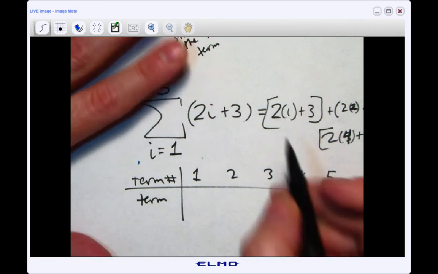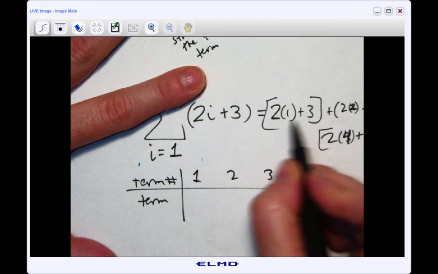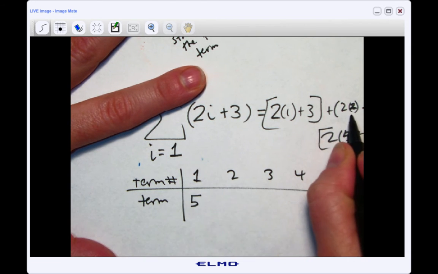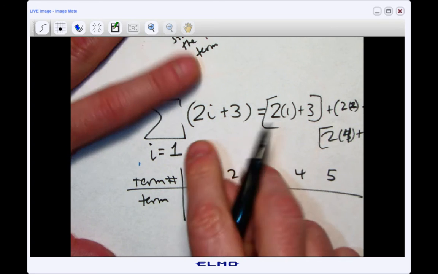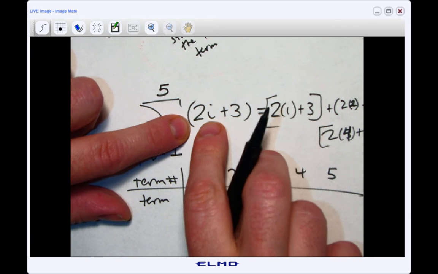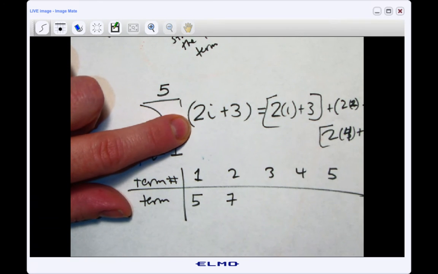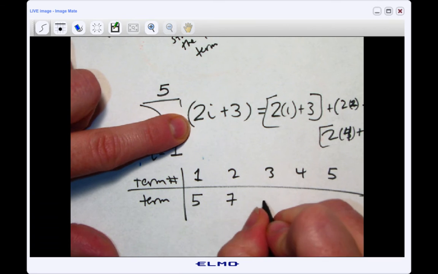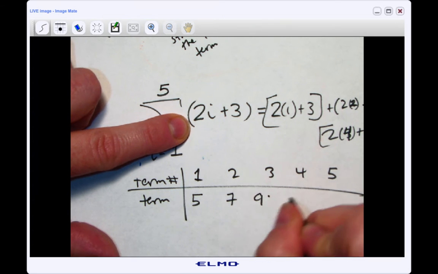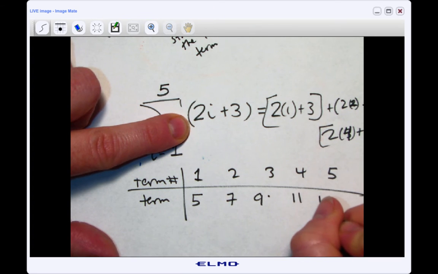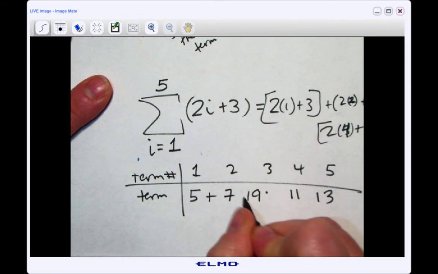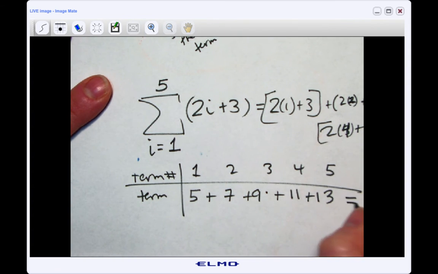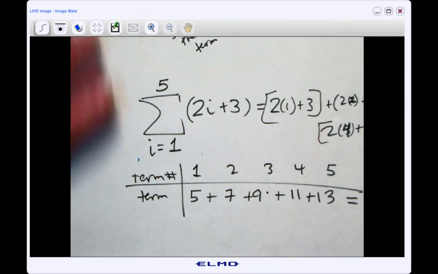So again, what was this term? It was a 5. That's a 4, 7. You can see that these are going up by 2. Do you see how this is an arithmetic sequence or a linear equation? So that would be a 9, an 11, and a 13. And it's adding all of these up. That would be the value of this thing.